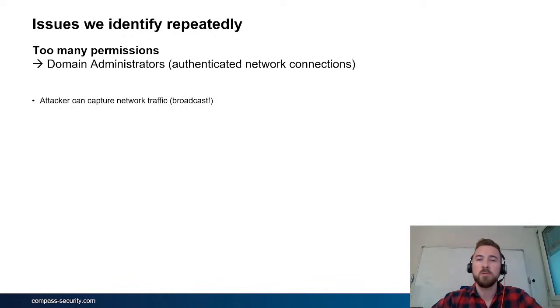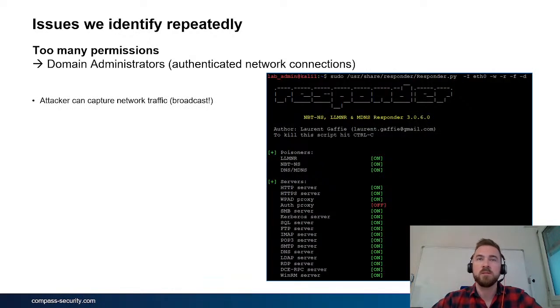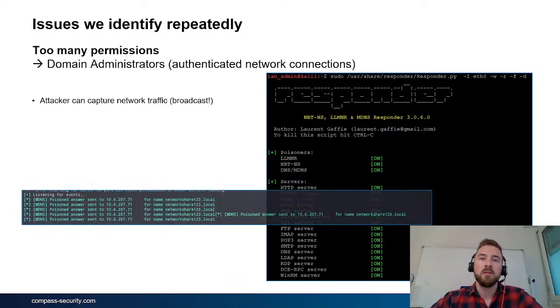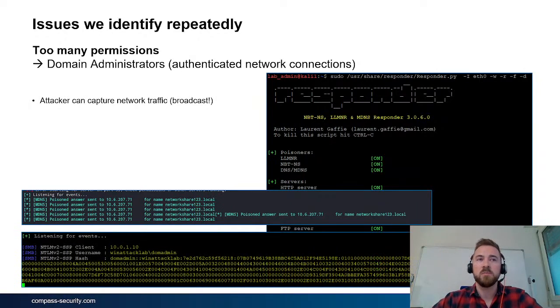So the attacker can capture this broadcast. He can set up a specific tool, like in this example, the Responder tool. And then this listens automatically for those connections, sends a poisoned answer, meaning sends the client the IP address of his attacking machine or the machine he compromised. And then the client responds with an authenticated session. And if it's in that case a domain admin, then the attacker has the Net-NTLM hash or sometimes even the NTLM hash from the domain admin and can use this for further attacks.